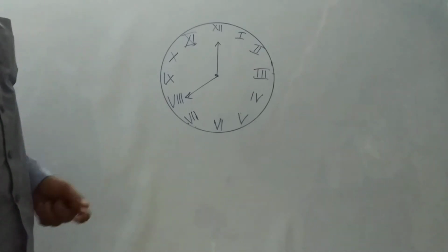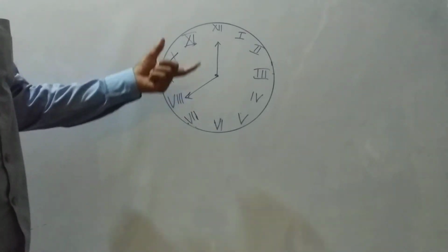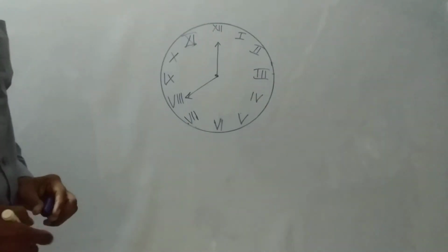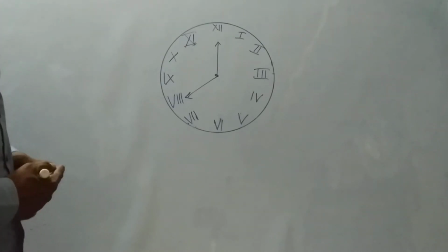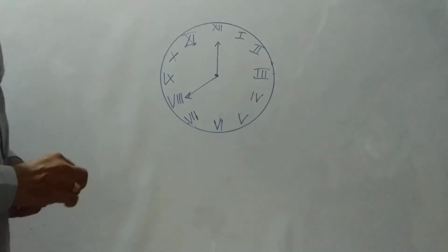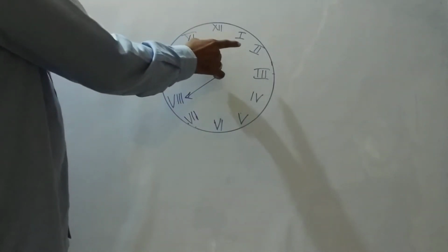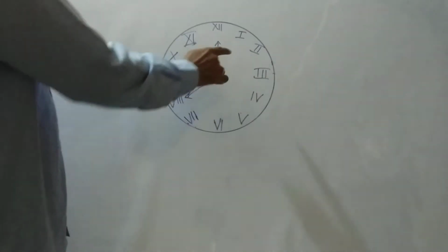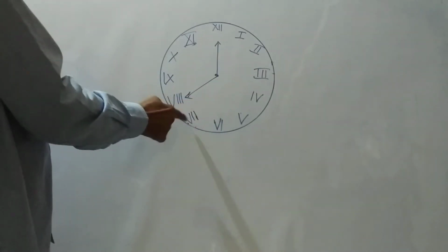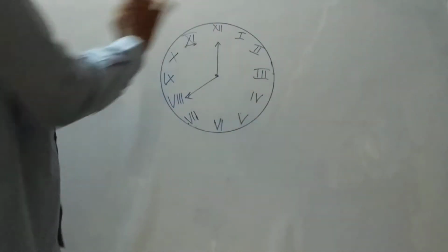In every house, you have observed a clock. In the clock, you observe these type of numbers. First, you see this. How many numbers do you count first? 1, 2, 3, 4, 5, 6, 7, 8, 9, 10, 11, 12.